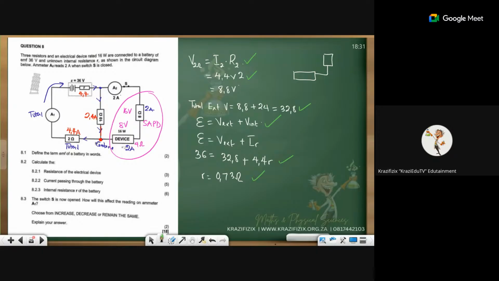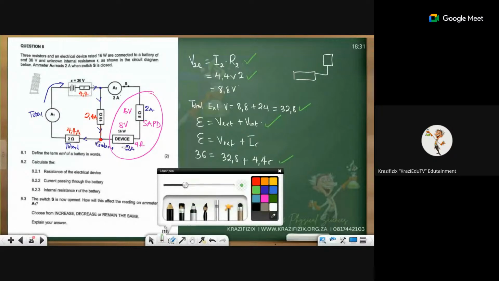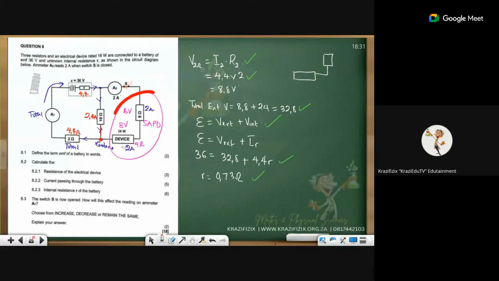I hope you're okay. Switch S is now opened. How will the reading on the ammeter change? All we need to do is to check what happens to the value of the total resistance in the circuit. Which ammeter? A1, which is measuring total. Guys, if I open this, I am cutting this entire thing out. If I cut out a parallel connection, my total resistance will increase. If you are not sure, just calculate this. Those 2 marks are important.